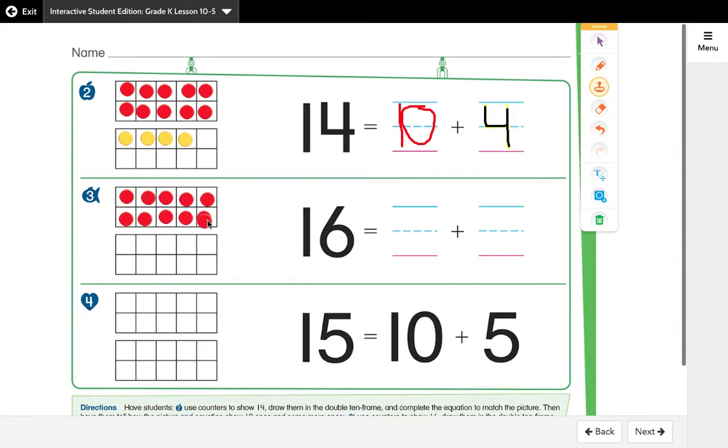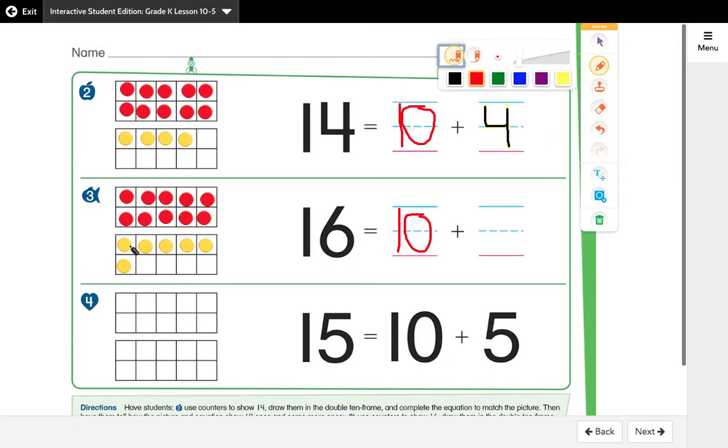How many counters did we just put in that 10 frame? Students should know that's 10 because it's a full 10 frame. How do I make a 10, a 1, and a 0? Okay. And then we're going to say, okay, how many more do we need to get to 16? Okay, so then they're going to again say, well, this is 10. I need to keep counting. I need to count on, is what we say: 11, 12, 13, 14, 15, 16. Okay, and then they're going to go ahead and write in, count those.